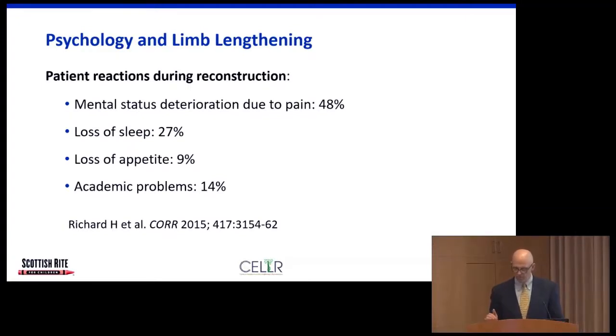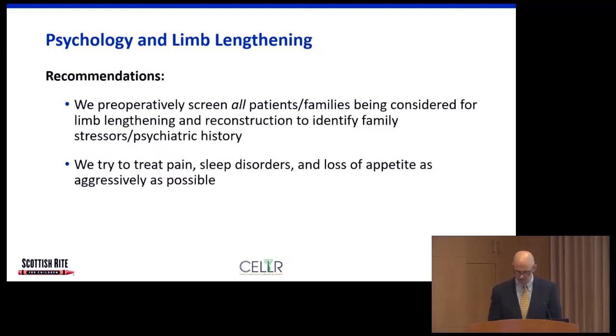We know from studies here at this institution that during lower extremity reconstruction, whether it's lengthening or deformity correction, there is a significant effect on the patient, whether it be mental status, loss of sleep, loss of appetite, academic problems. We preoperatively screen all patients and families being considered for any sort of limb lengthening. The more we learn about the patient, and this is exactly what I tell them, the more they learn about us, about what we're doing, how we're doing it, and more importantly, how to cope with it, then the better they're going to do.